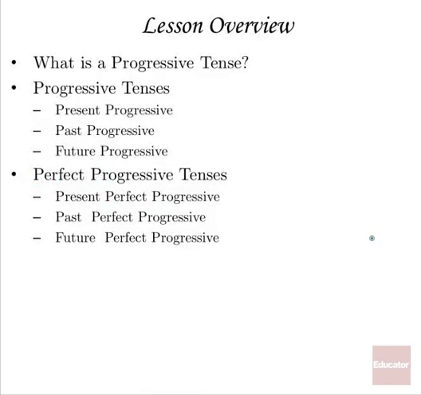Alright, let's start with a brief overview. We're going to learn what a progressive tense is, and we're going to look at the three simple progressive tenses: present progressive, past progressive, and future progressive. Then we're going to look at the perfect progressive tenses. Now, if you want to know more about perfect tenses, go back to the previous lesson in the series. But if you want to know about perfect progressives, we're going to look at present perfect progressive, past perfect progressive, and future perfect progressive.